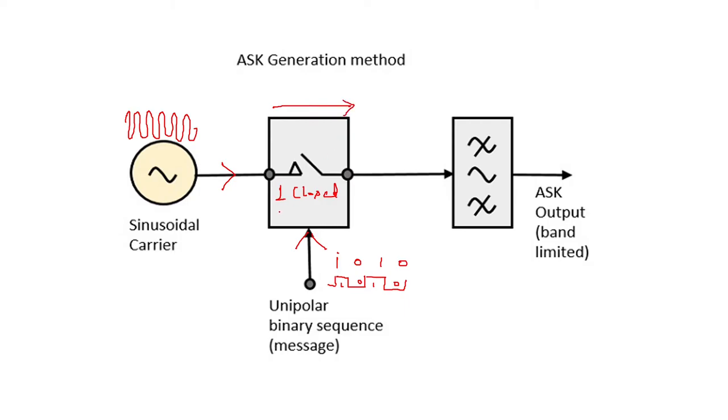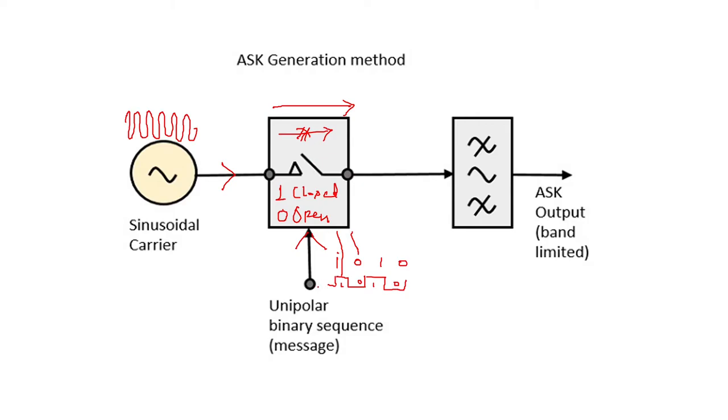Whenever the switch has a low signal, that is 0, it will be open and the input carrier will not pass. In that way, whenever the input here is logic 1, the carrier is going to pass. Whenever the input is logic 0, the carrier will not pass. That carrier at the output will then be properly shaped, and then you will get the output here.